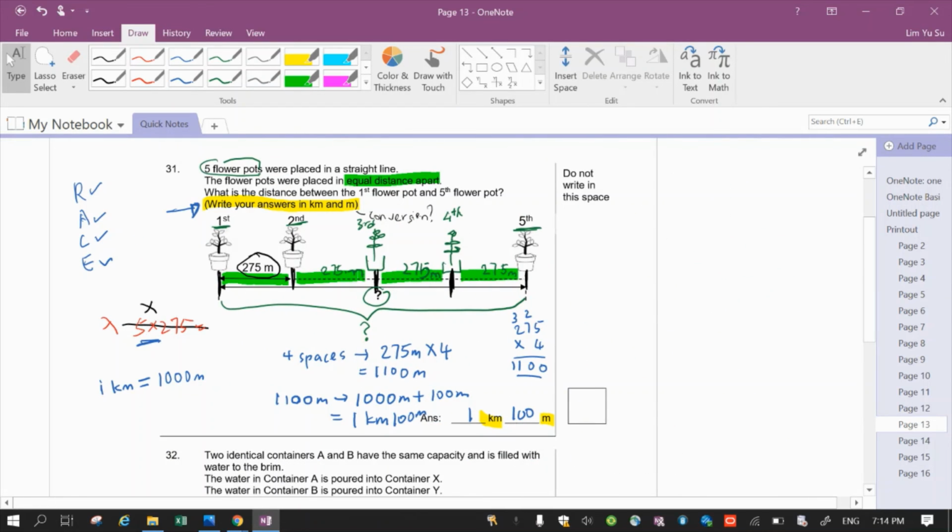Right, this is the last question, question 31, that we will be looking at for this topic. Thank you.